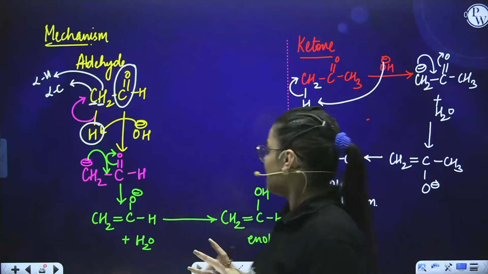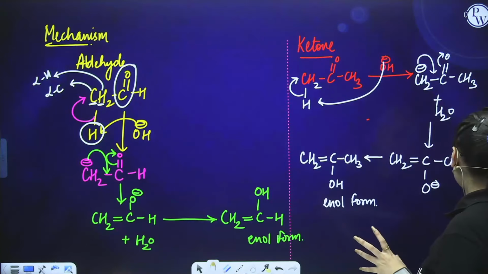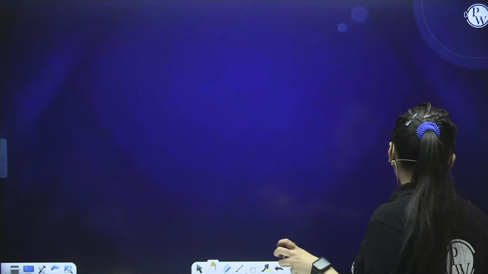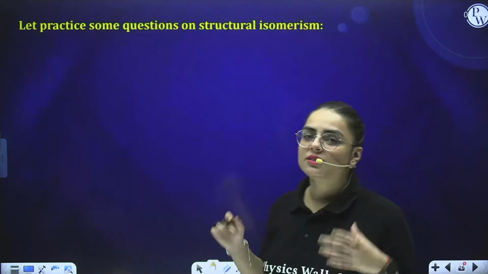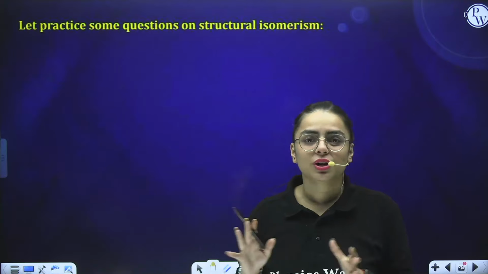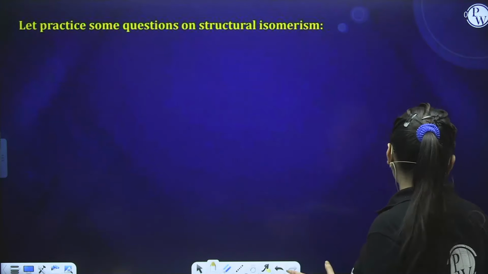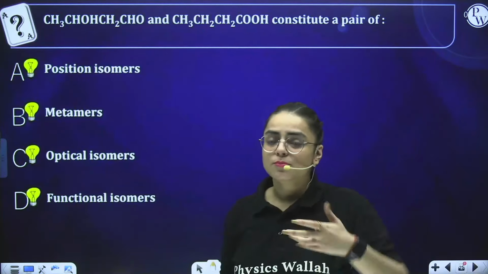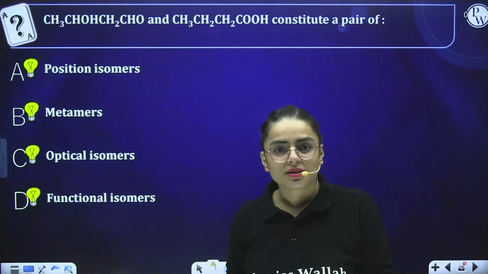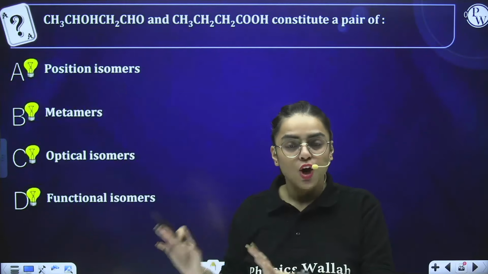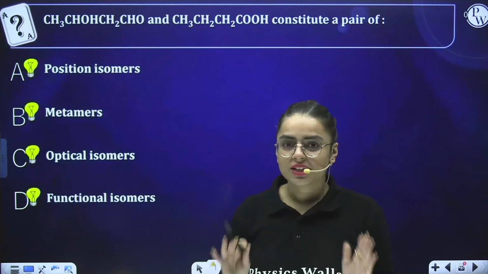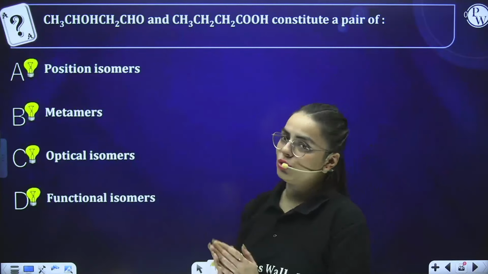Clear, students? Now let us move towards our next topic. So this sums up our structural isomerism portion. Now we are going to start with some questions based on structural isomerism. Clear? We have already covered chain isomerism, positional isomerism, functional isomerism, metamerism, and tautomerism. Hope you have understood all of these very clearly. Now let us apply to the question section.